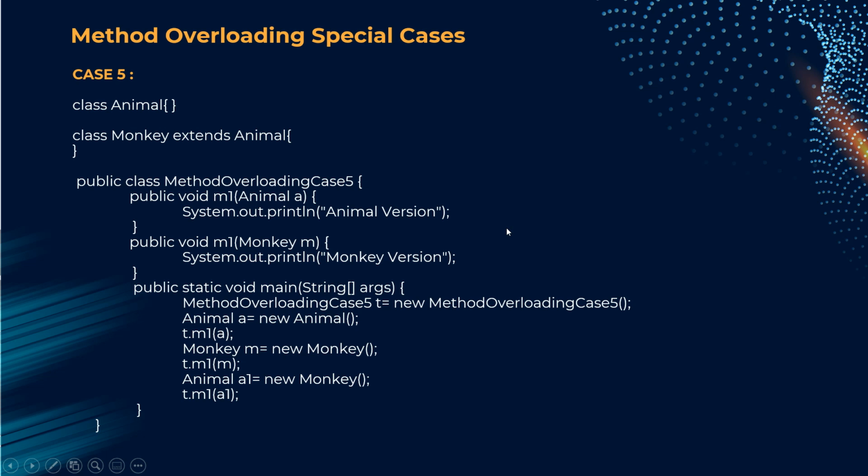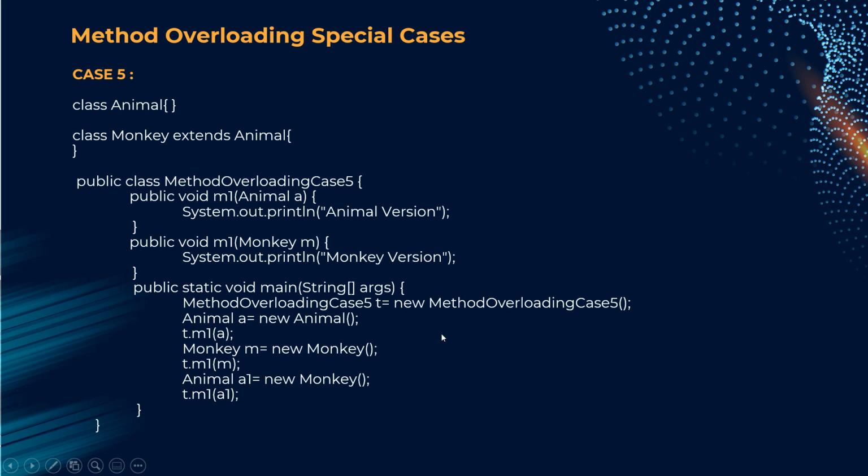Okay, so this is also a very famous interview question, and to answer this question, you should have the basic fundamentals very clear. If you see, there are two classes, Animal and Monkey. Monkey is extending the Animal class, so there is an inheritance relationship. And in this test class, method overloading case 5, we have these methods. The first takes Animal as a parameter and the second takes Monkey as a parameter.